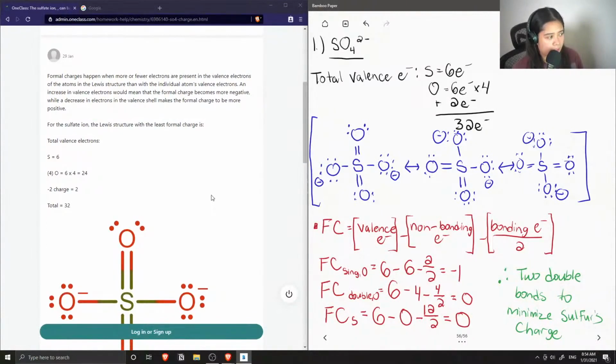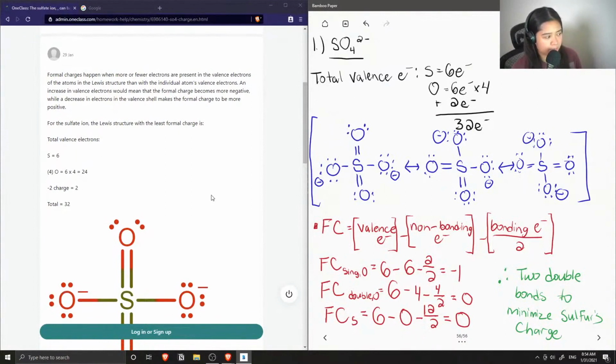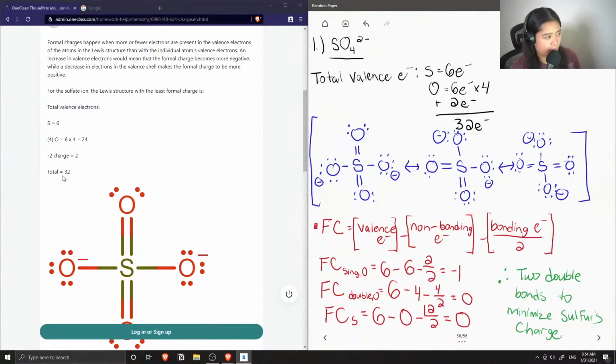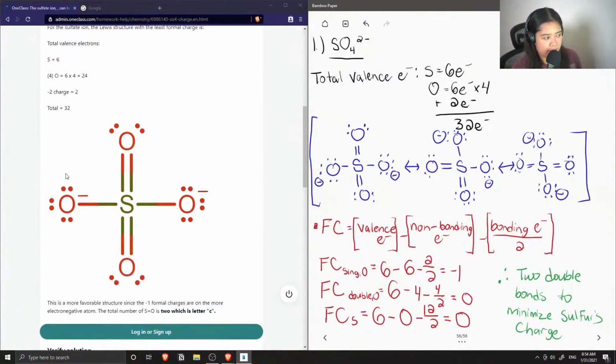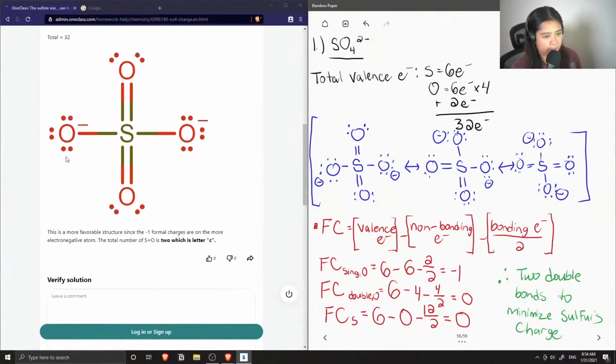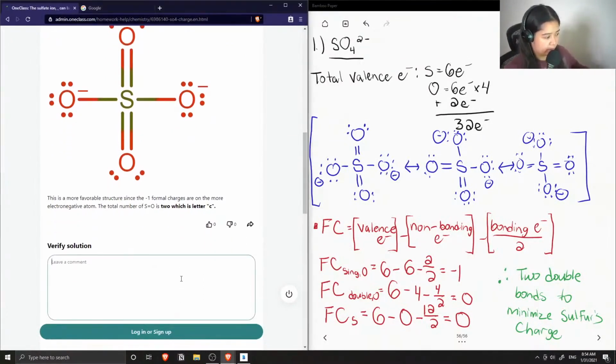For the sulfate ion, the Lewis structure with the least formal charge is, and they found out the total number of valence electrons first, it was 32, and they drew a Lewis structure with 2 double bonded oxygens, which is letter C. Okay, so this solution is correct.